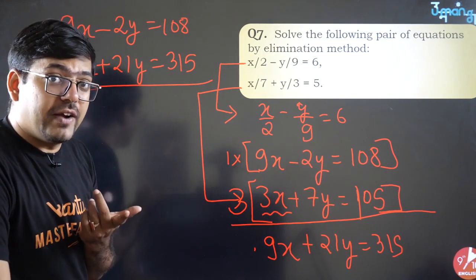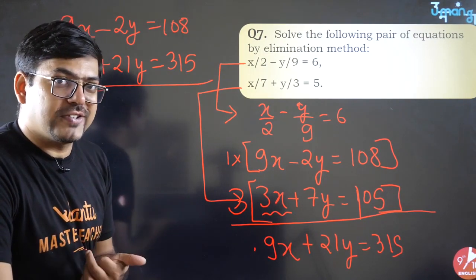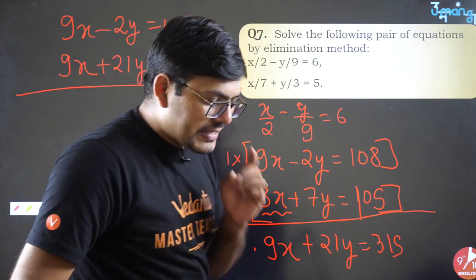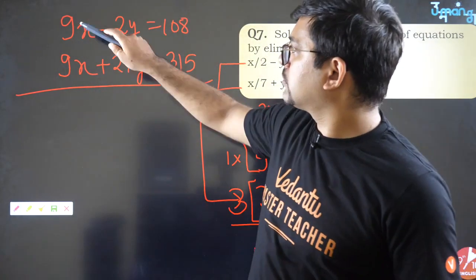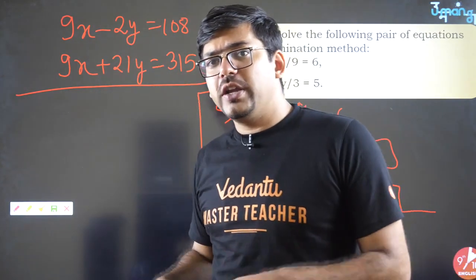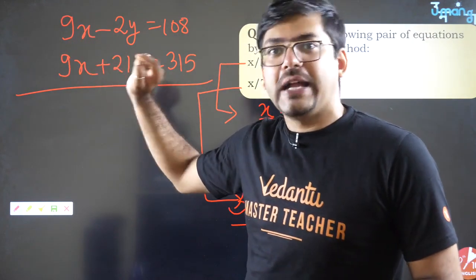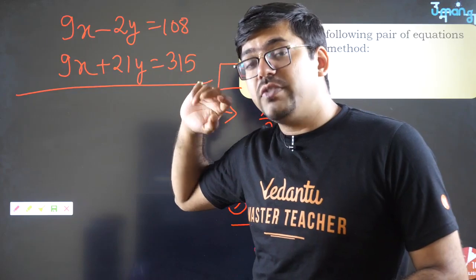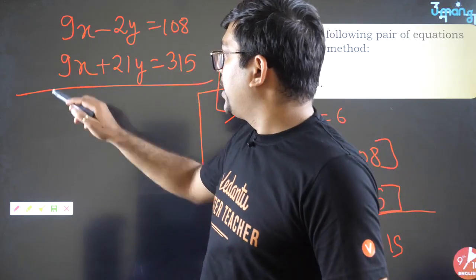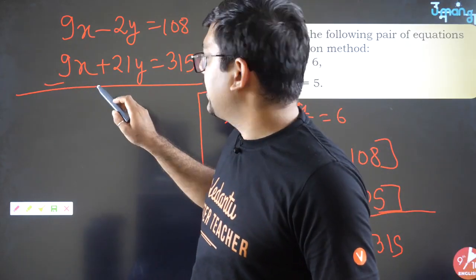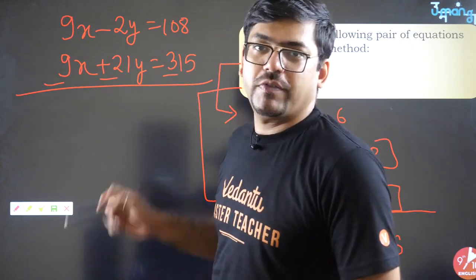Now here you'll have to do what? Subtraction or addition? You should know that whenever the signs are the same, if you add them, they will not get cancelled. So you need to subtract them. That is the only thing, because in subtraction we change the sign. So here 9x will become minus 9x, minus 21y, minus 315.